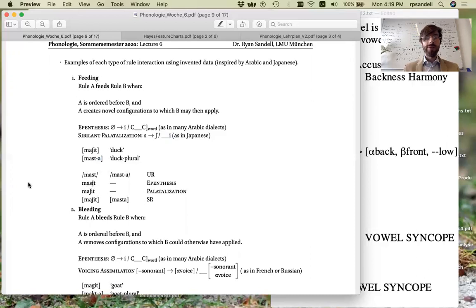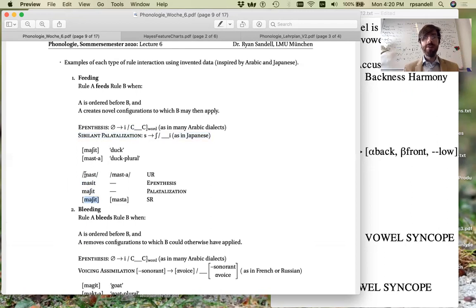Epenthesis inserts the vowel E because underlyingly there are 2 consonants at the right edge of the word. So this creates the intermediate form, the middle form, so to say, masit. And now the environment for the application of sibilant palatalization is present. And so we obtain the form mashit.